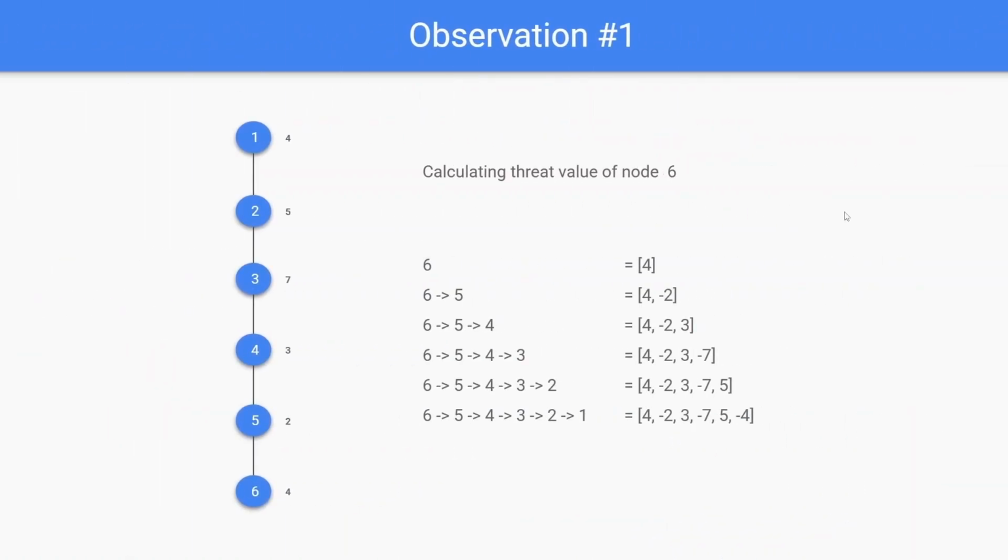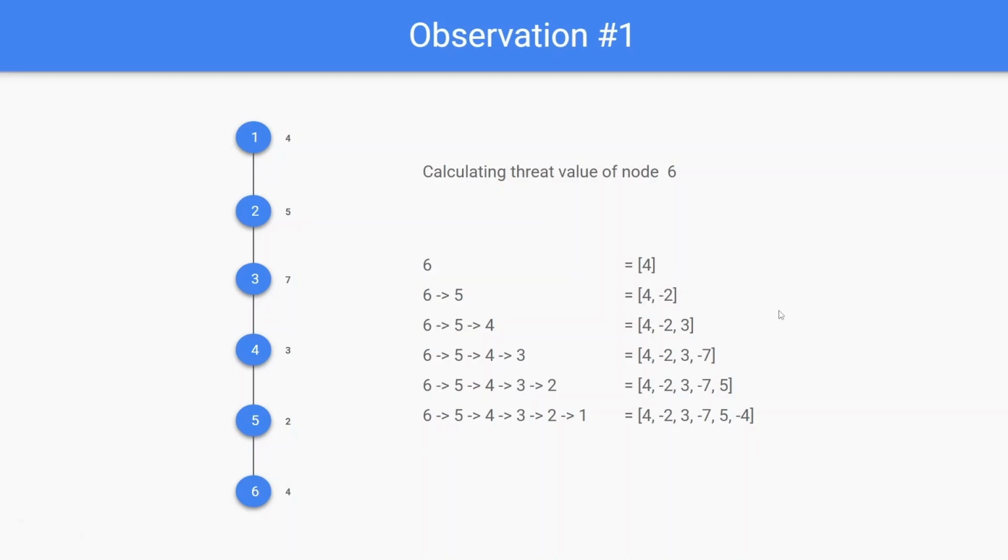All right, so let's make some observations. First of all, when you're calculating the threat value of node 6 in this tree, it's kind of a bamboo tree. 1 is connected to 2, 3, 4, 5, 6, things like that. On the right hand side, you can see their values. Now, when calculating the threat value of node 6, you will have to calculate the maximum prefix sum, either 4, or 4 minus 2, or 4 minus 2 plus 3, or 4 minus 2 plus 3 minus 7, things like that. So these are all of the prefixes for node 6 in this tree.